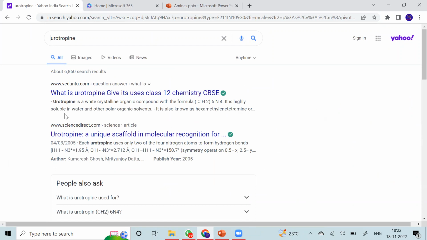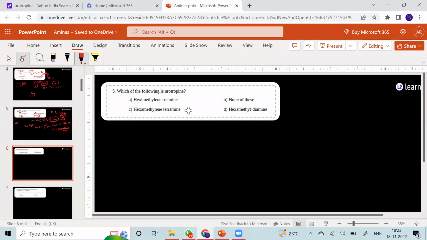Urotropin is a white crystalline organic compound with formula (CH2)6N4. Oh, okay. It should then be 4 methyl groups, 4 NH2 must be there. That's what I understand. So if I go there, hexamethylene triamine, none of this, hexamethylene tetramine. Yeah, 4. So urotropin is going to contain 4 NH2 groups. That's what I understand. Okay, 4 nitrogen should be there. Only tetramine will have 4 NH2s. But anyways, I think this question is completely out of syllabus. Moving on.